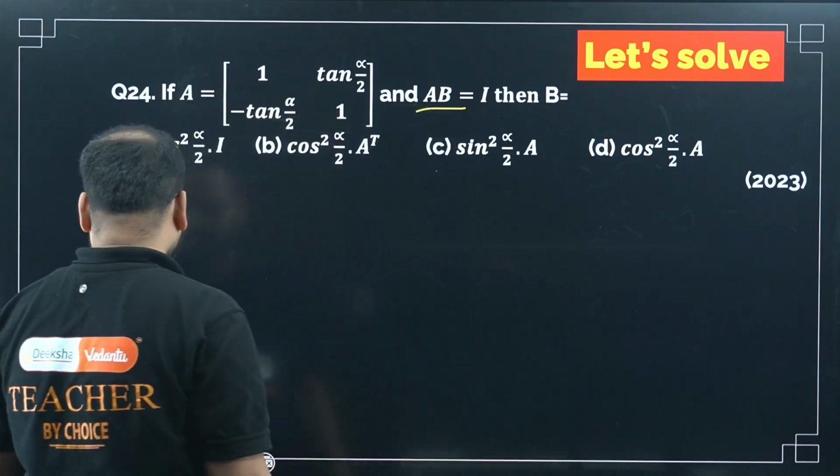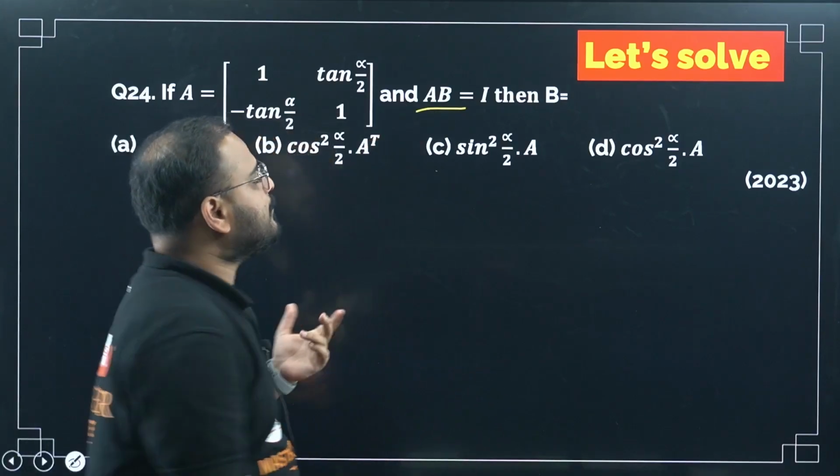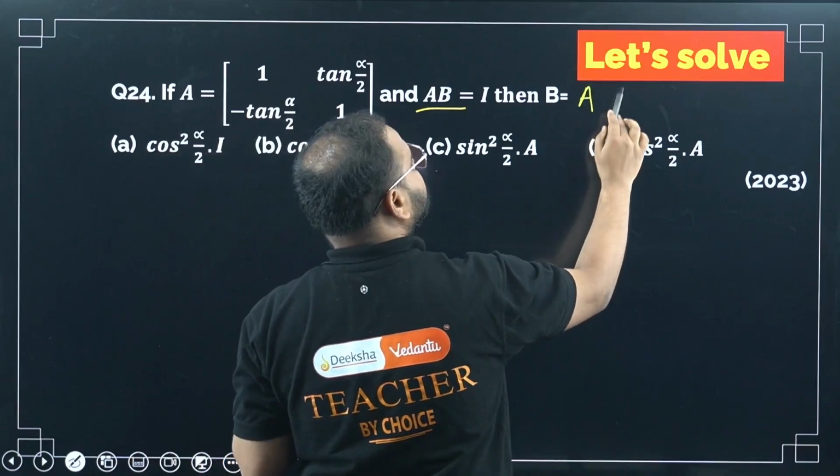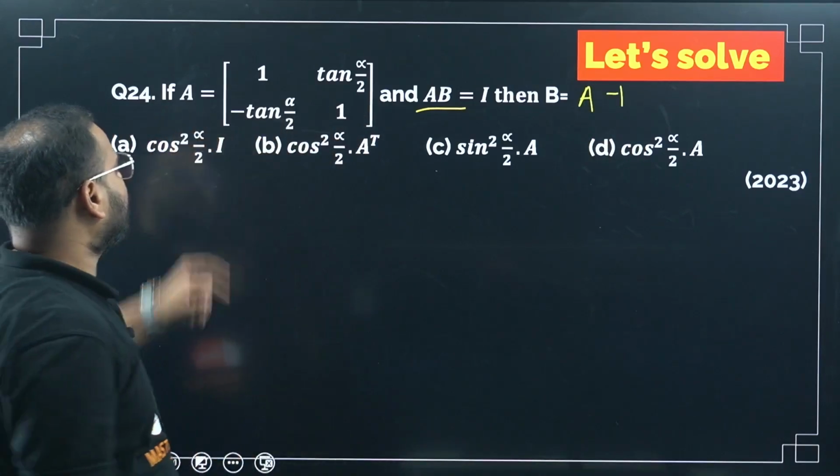Please understand this. If AB is I, it means A and B are inverse of each other. So basically B will be equal to A inverse. How will I find A inverse? Adjoint A by determinant of A. Find the determinant of A from here.